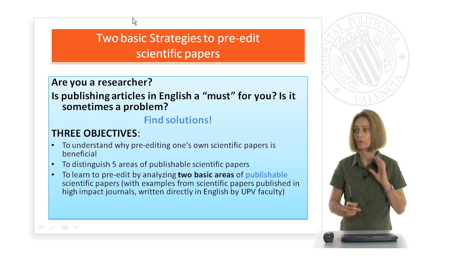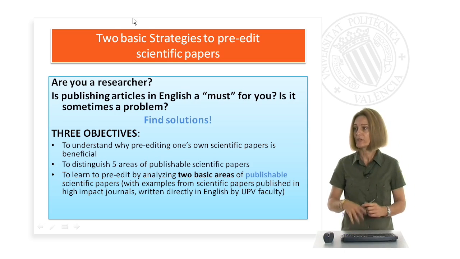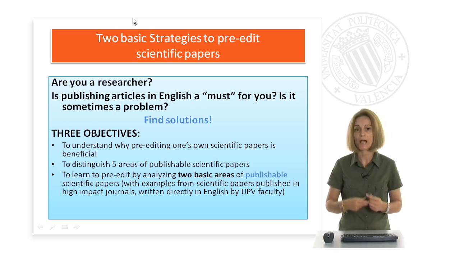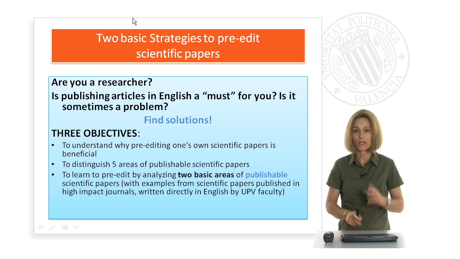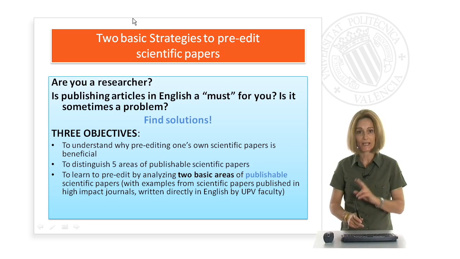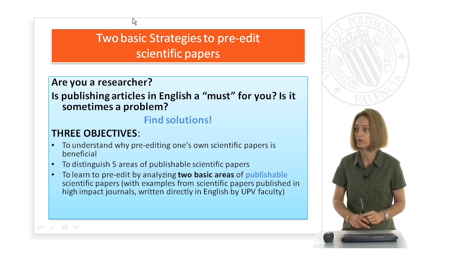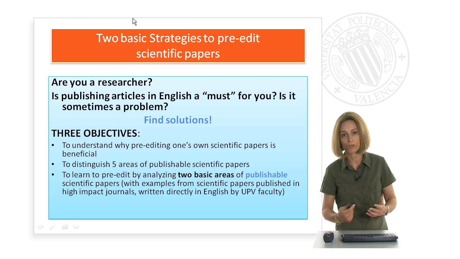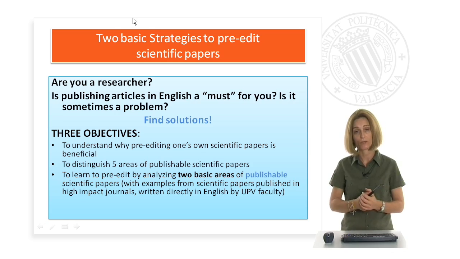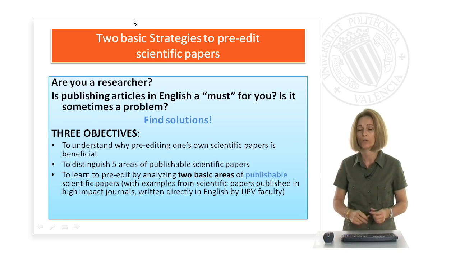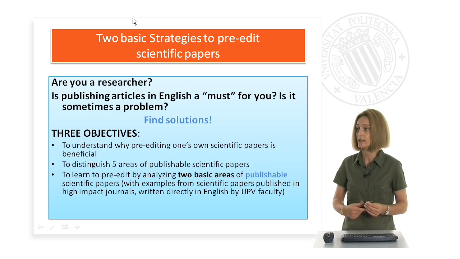Objective number 2, to distinguish 5 areas in 5 different levels, 5 areas of publishable scientific papers, to learn to pre-edit by analyzing, right now, 2 basic areas. Today we'll look at 2 basic areas of publishable scientific papers with examples of articles written directly in English by UPV faculty, by members of the Polytechnic University of Valencia.